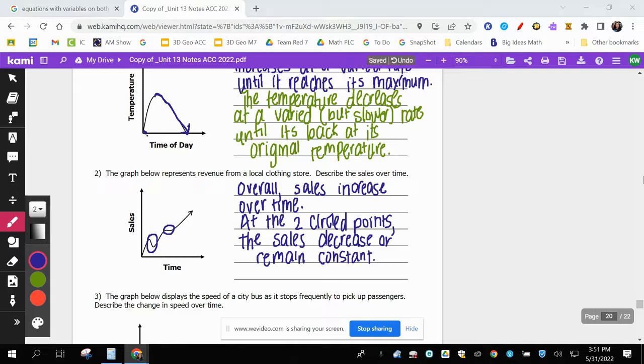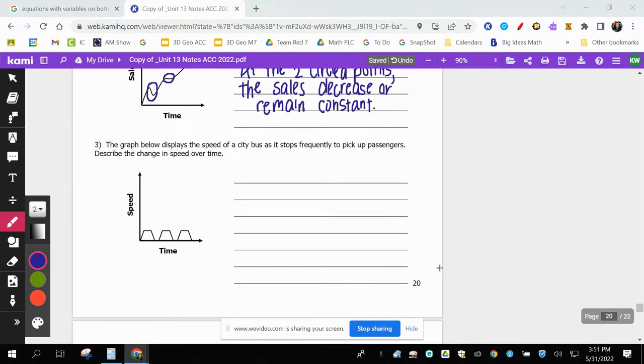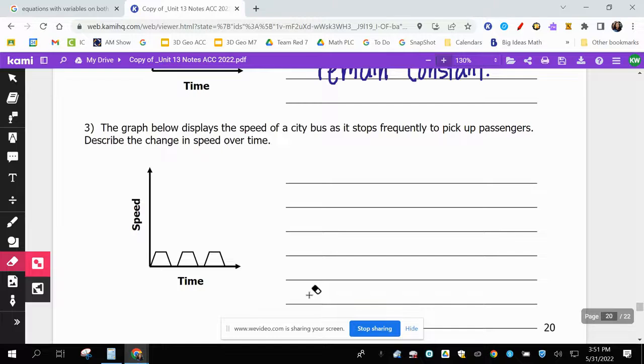Okay. Next one. Whenever there's something like this and it's like a pattern, I usually just describe what is happening in the first iteration. And then I just say this cycle repeats 2 more times or however many times. So that's what I'm going to do here. I'm just going to describe the first pattern, and then I'm going to say that it repeats.